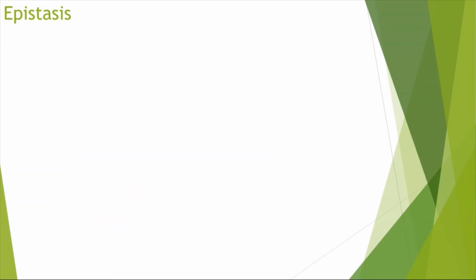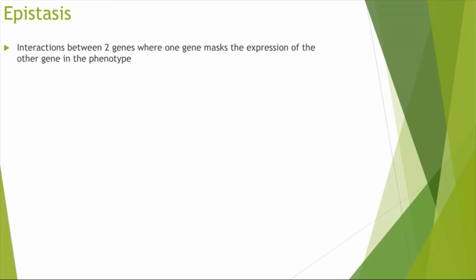Alright, so looking at epistasis now. Epistasis is where we have interactions between two genes, where one gene will mask the expression of the other gene in the phenotype. So this is better explained with an example.